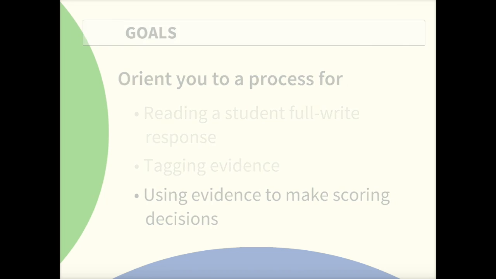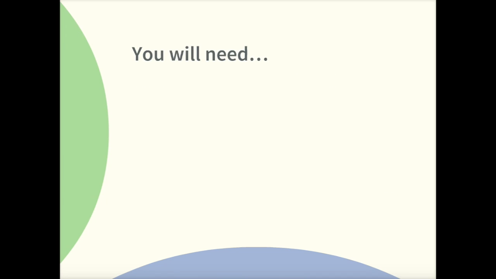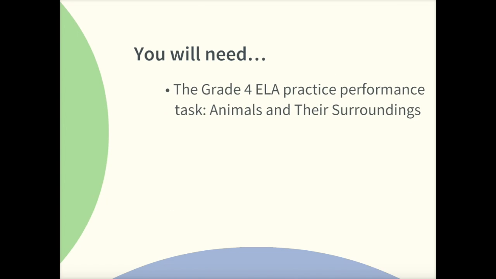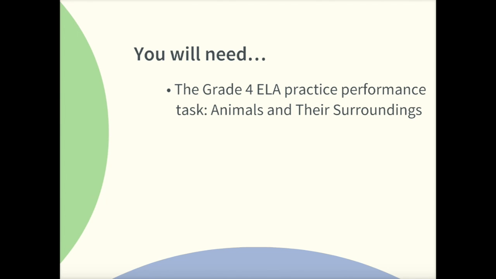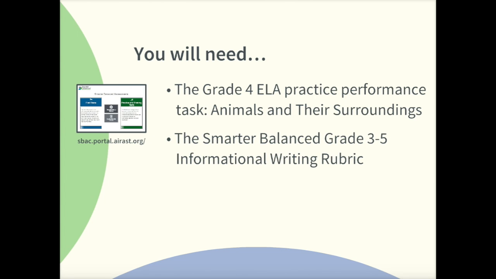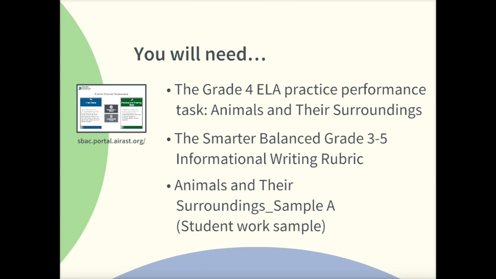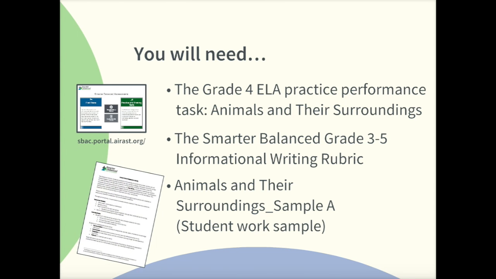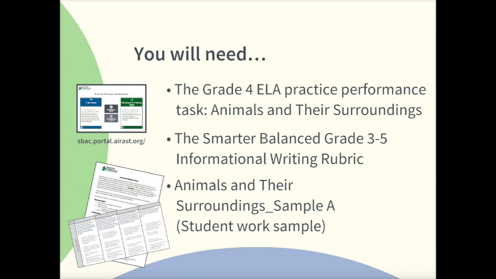To fully benefit from viewing this video, you'll need the following materials: the Grade 4 Practice Performance Task, Animals and Their Surroundings, from the Smarter Balanced Practice Test Online portal, the Smarter Balanced rubric for informational writing in grades 3 through 5, which is available with this video, and the student sample, Animals and Their Surroundings, Sample A. Please pause the video and download these materials. Skim the Practice Performance Task and the Informational Writing rubric.